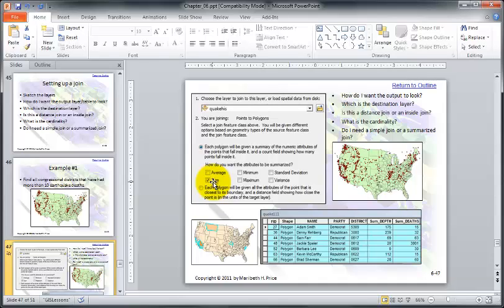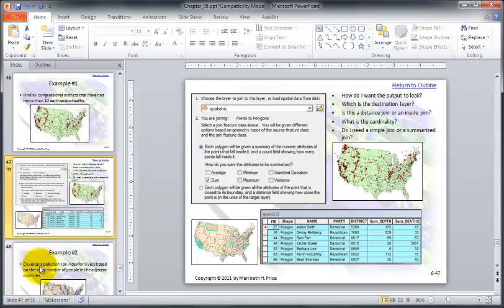How do I want the output to look? What is the destination layer? Is there a distance join or an inside join? And what is the cardinality? Do I need a simple join or a summarized join? And again, going back, find all congressional districts that have had more than 10 earthquake deaths. So this is an inside join.